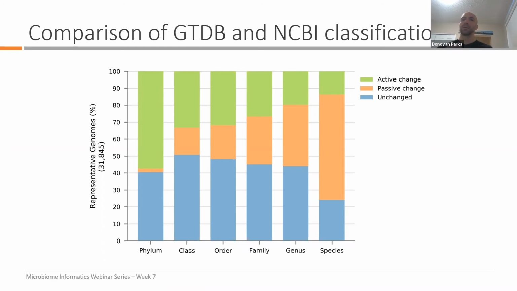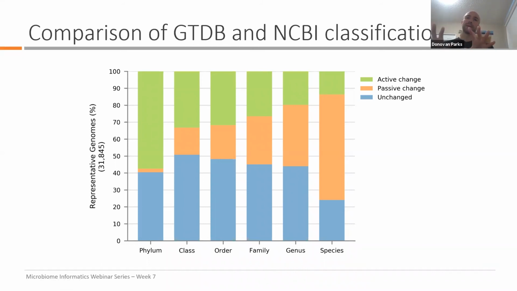So this is just somewhere where the GTDB has a taxonomic opinion, but the NCBI just doesn't have a taxonomic opinion. So we're just sort of filling in information there. And then the green ones here are where there's an active change. So both GTDB and NCBI are expressing a taxonomic opinion, but our opinions are actually different.